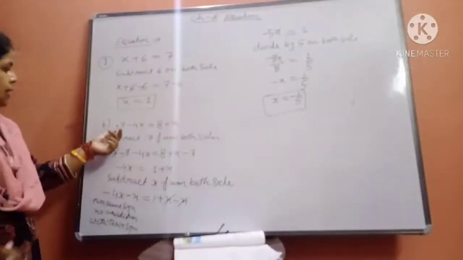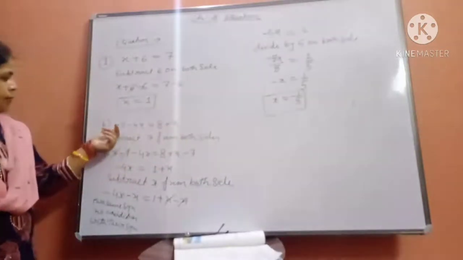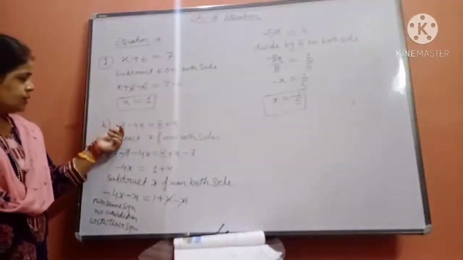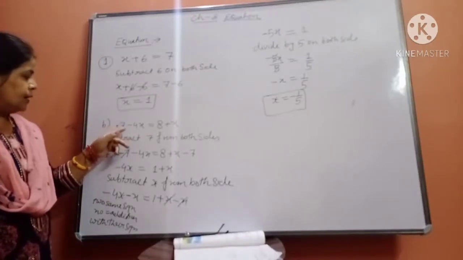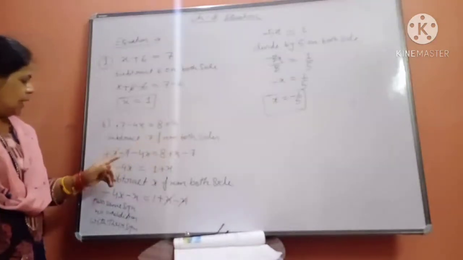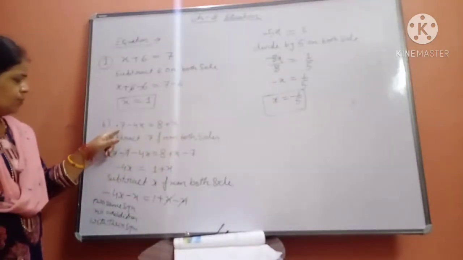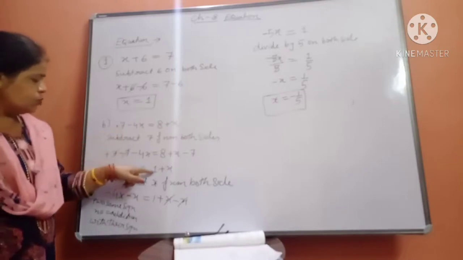See that again, try to understand this question: 7 minus 4x is equal to 8 plus x. Here first of all I have removed this 7 from here, and for that I have taken the opposite operation. It was plus 7, so I have subtracted 7 from both the sides. In this way 7 is removed from the left hand side. Okay, so what did we get now? Minus 4x is equal to 1 plus x.